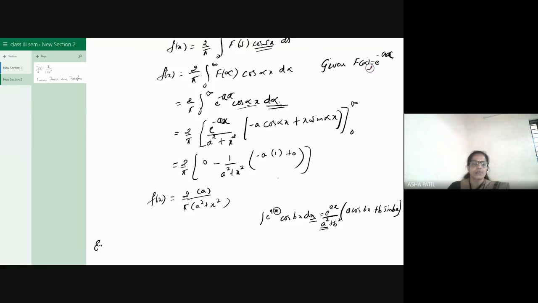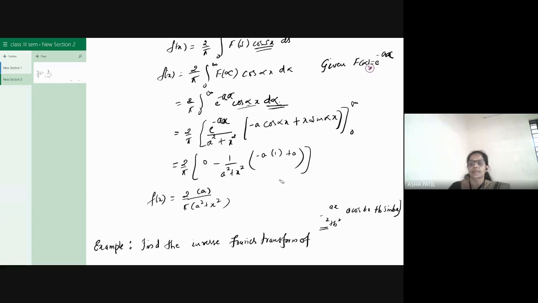Let us go for another example. Find the inverse Fourier transform of e raised to minus u square.